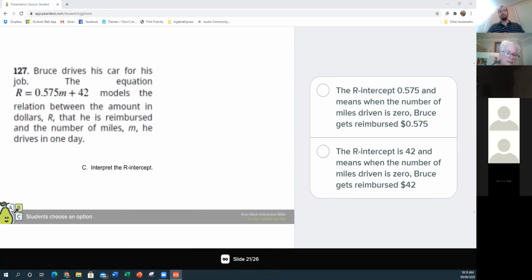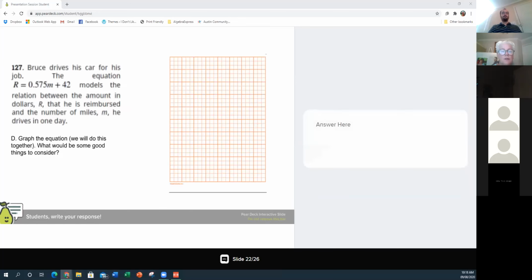Okay, so when graphing these things, this is where I want you to think about this. What are some good things to consider before you just start graphing? First of all, if it's an application problem like this, usually you're only going to be concerned with the first quadrant, right? Because you're not going to be talking about negative miles or negative dollars. Usually you're just going to be working with the first quadrant. So let's see here.